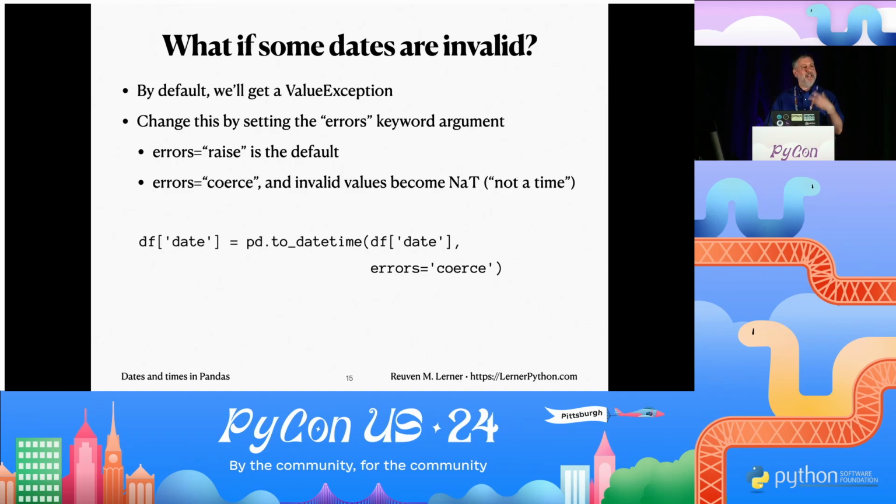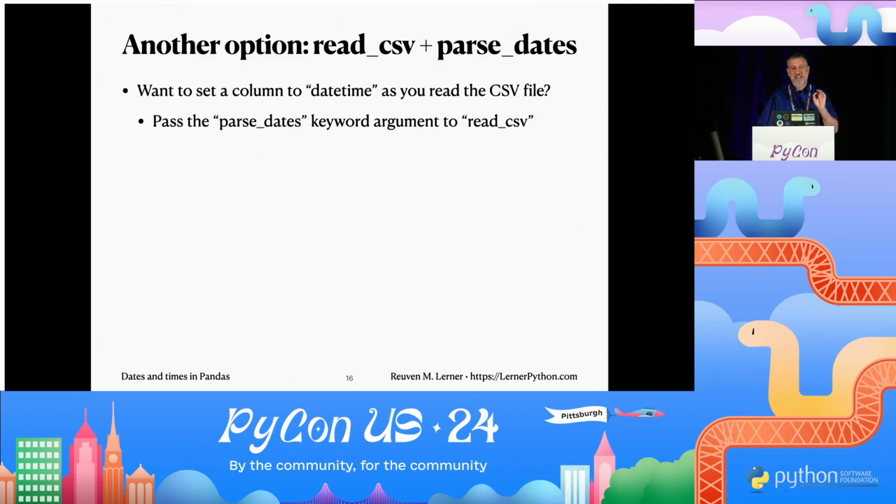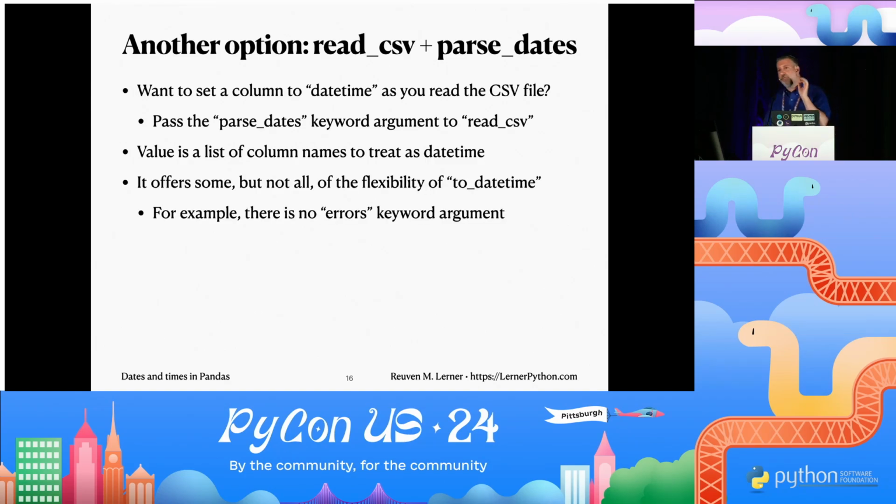But you know, it seems kind of annoying that I have to first read it as a string and then convert it into a datetime. Couldn't I do that all at once? And the answer is yes. If I use read_csv and I specify parse_dates, I say these are the columns that contain date values, parse them as such, usually works great. And I pass a list of columns to treat as datetime, so it doesn't have to be one even. Now, this does not offer all the flexibility of to_datetime, but it offers an awful lot of it. For example, I cannot set the errors keyword argument, as I just mentioned before.